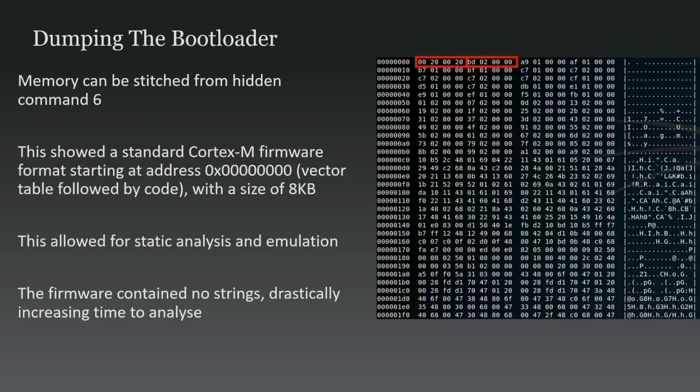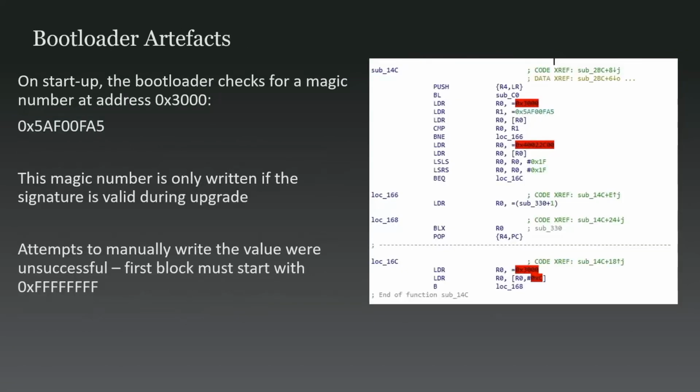I stitched this bootloader together and found that it used a standard Cortex-M firmware format. So the first bytes would be the start of the stack, and the next bytes would be the reset vector used to start up the chip. Looking at these together, I could easily disassemble this in any disassembler I had. However, because this is an embedded firmware, it had very few strings and I'd have to look at everything by hand, statically. There are a few interesting artifacts in here.